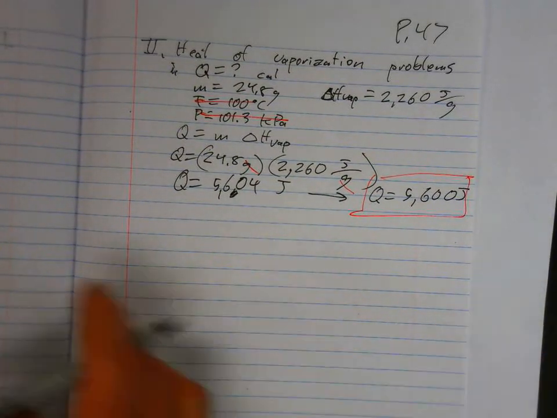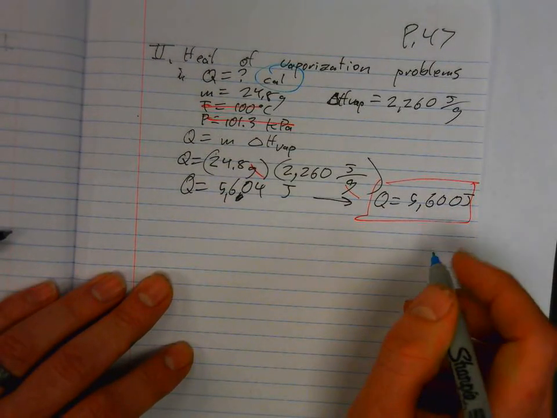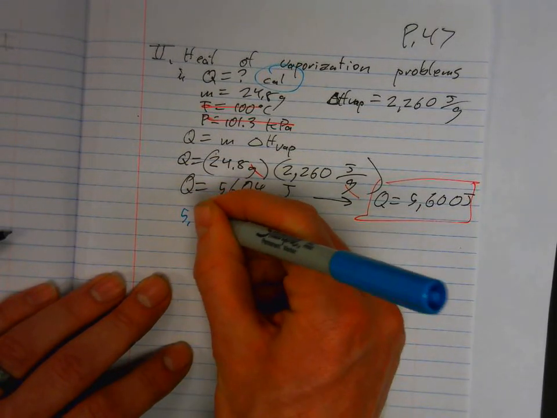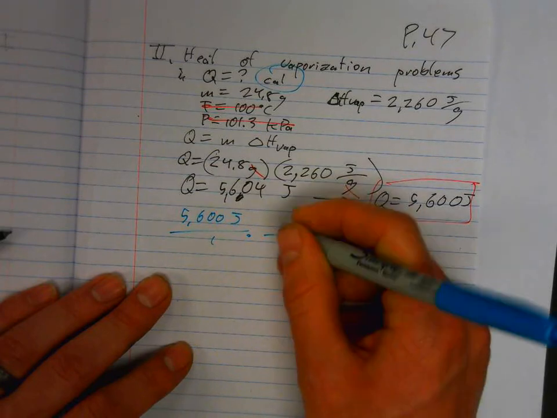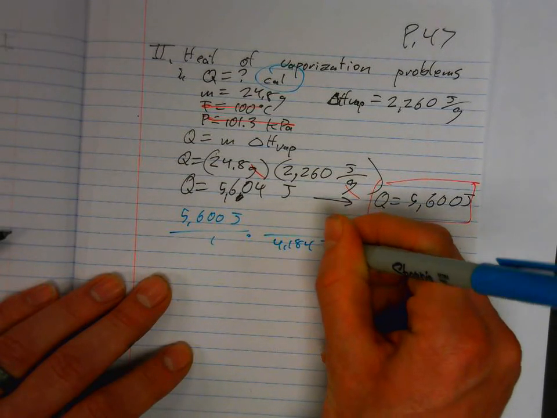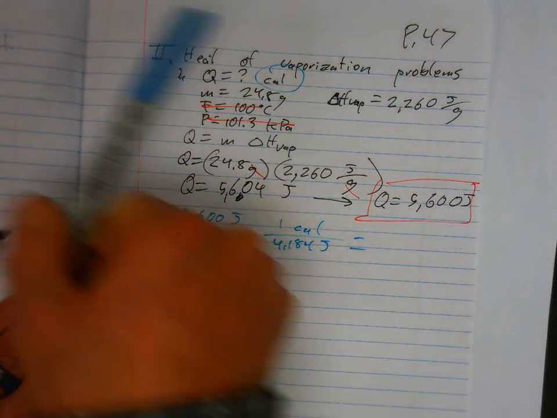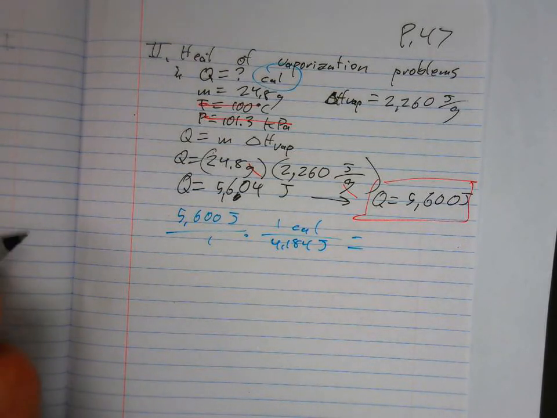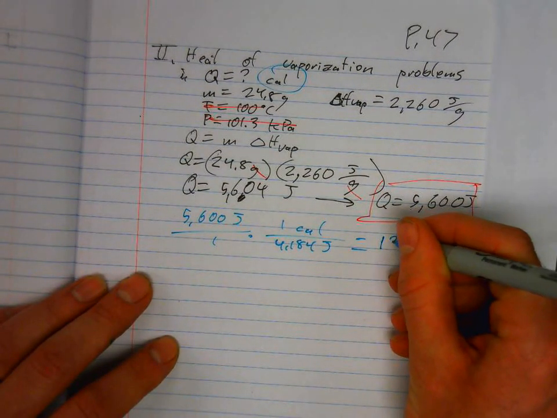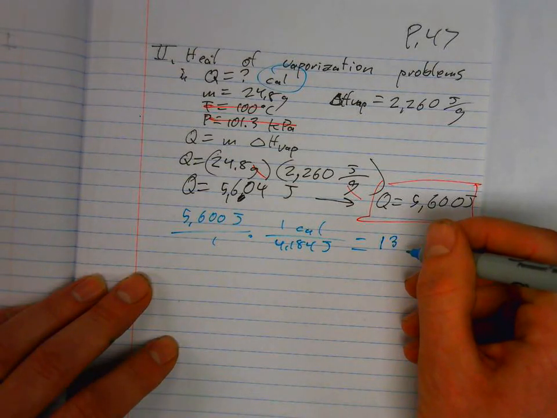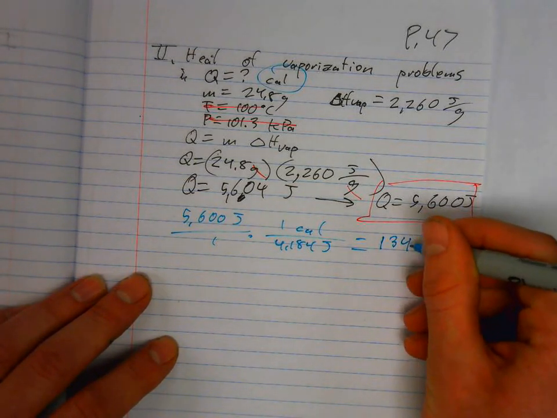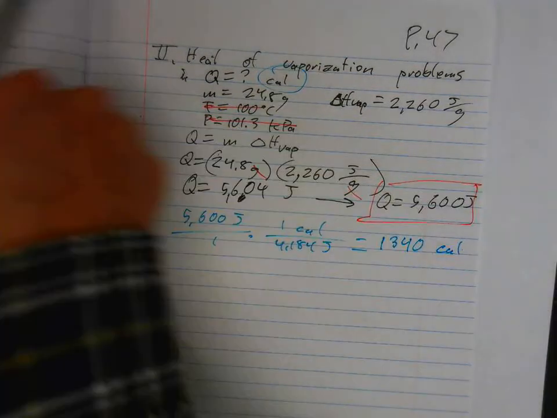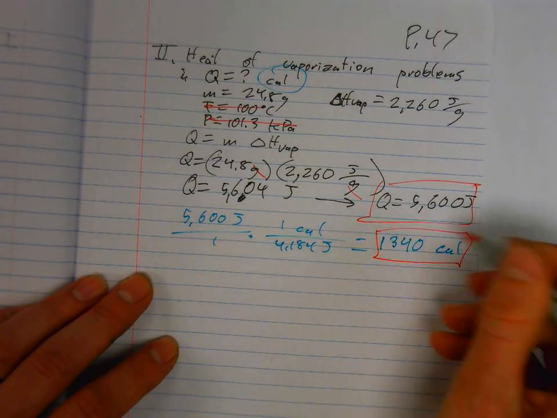Now the problem wanted the answer in calories. So note here, the problem wanted the answer in calories, so we need to do a conversion. Let's take our answer here and we'll convert that to calories. So there's 4.184 joules for every 1 calorie. So that gives us, that's going to round to 1,340 calories. Okay, and that's actually our final answer here.